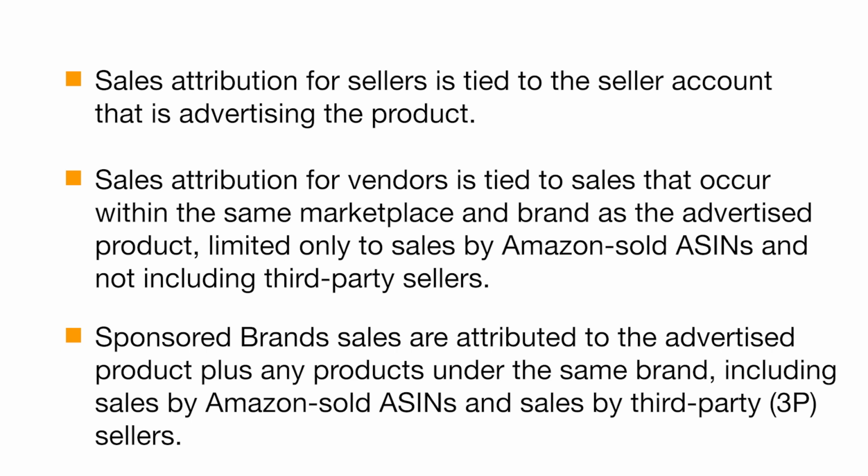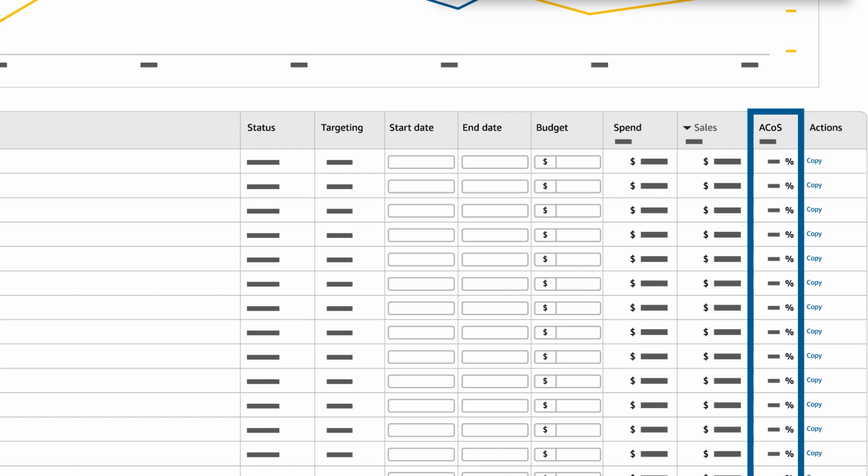Sales is the total dollar value of your brand's products sold to shoppers within 14 days of them clicking on your ad. Sponsored brands attributed sales excludes canceled orders and payment failures. ACoS can help you understand the return on your ad spend. A lower ACoS indicates you're spending less of your sales revenue on advertising.